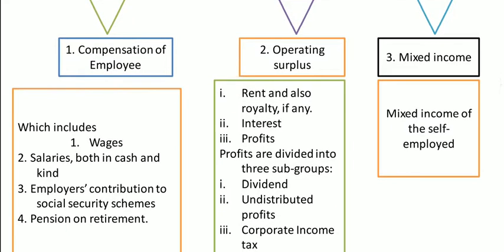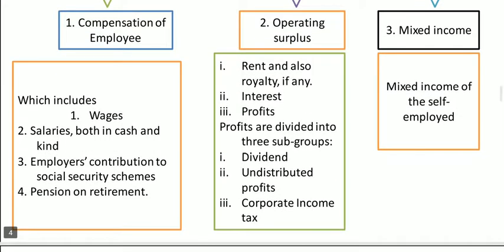First, compensation of employees, which includes wages and salaries both in cash and kind. Third, employer's contribution to social security schemes. And fourth, pension on retirement. This is the compensation of employees. Salaries both in cash and kind. Kind means some social security will be given by the employer to the employee. Okay, this is the compensation of employees.